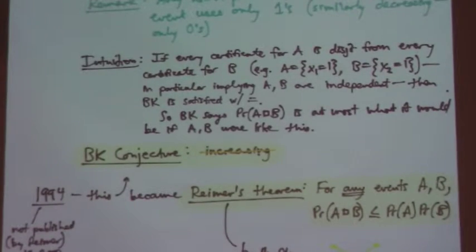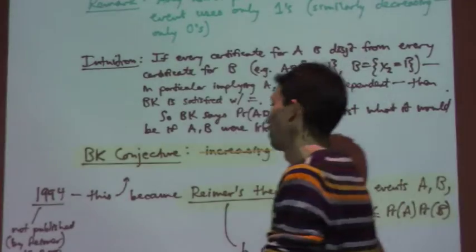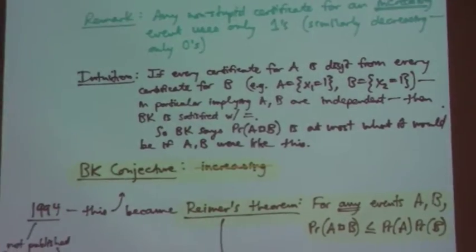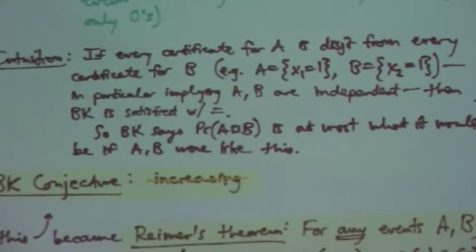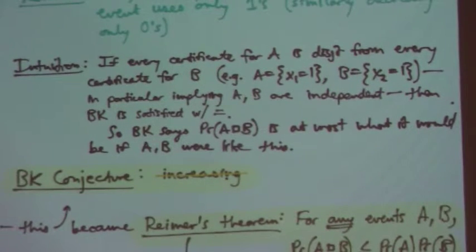The spirit is that if you want to make the event of disjoint occurrence as likely as possible, the best you can do is to make the events independent.